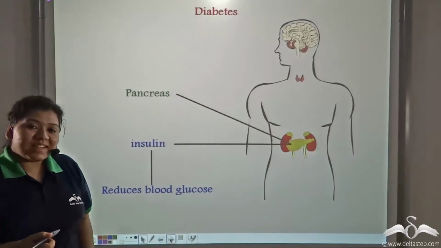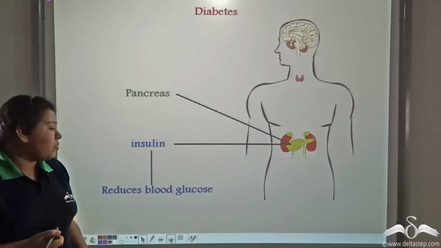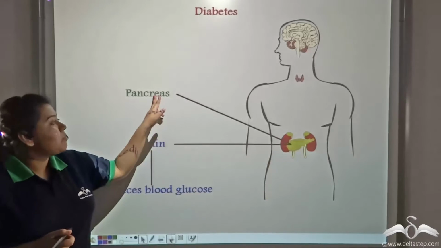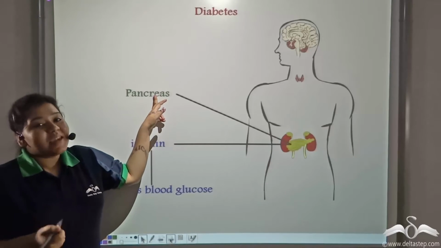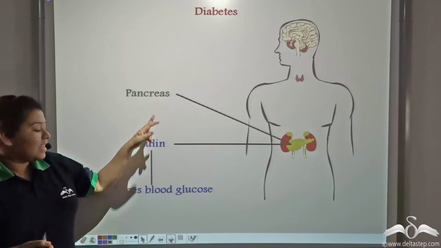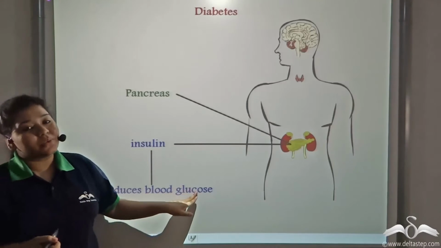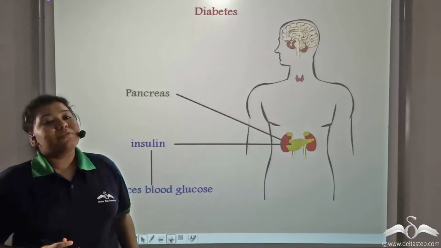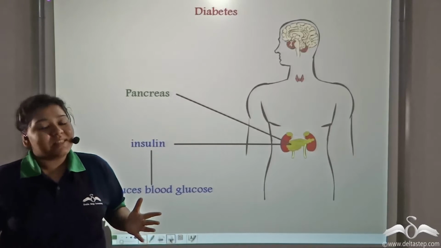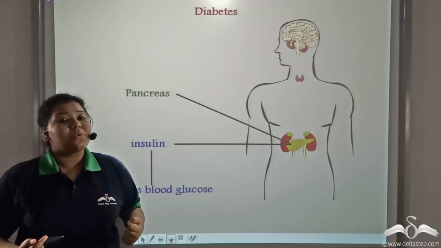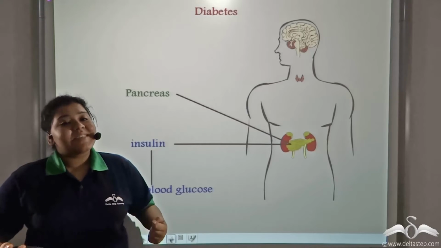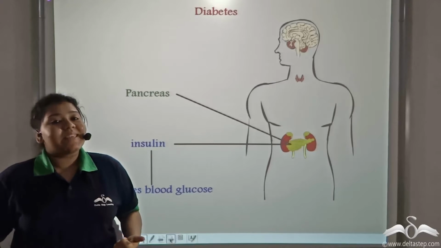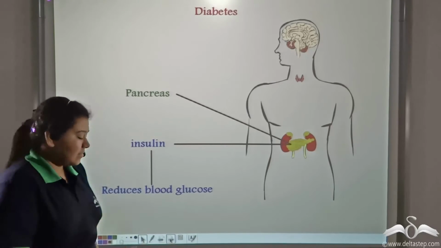Now, what is insulin? Insulin is a hormone which is secreted by this J-shaped organ known as the pancreas. Now, the main function of insulin is to reduce the blood glucose. Now, less amount of insulin during diabetes would mean more amount of glucose in the blood and less amount of glucose in the cells. So the cells cannot utilize much of glucose, so they cannot perform their cellular activities.